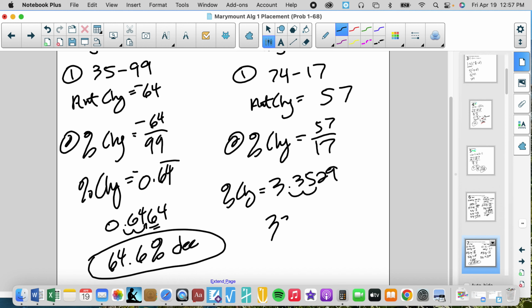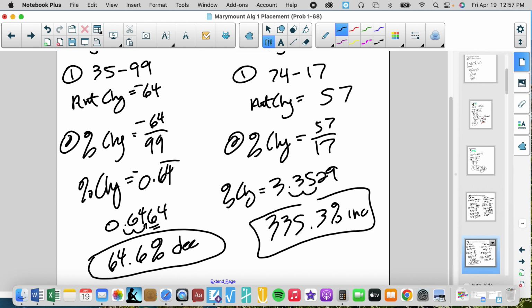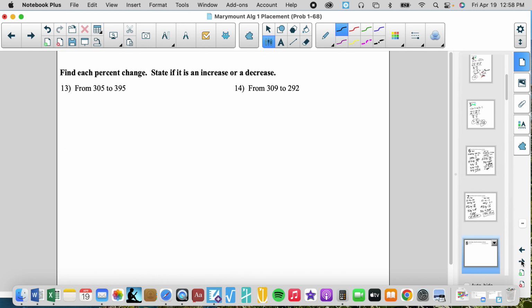So we get 335.3% increase. So we again rounded to the tenths place. Don't round until you move the decimal point. That's the important thing, is to round later than earlier, or else you'll get more. Really? You're going to have 6% of change problems? I mean, that's a little overdoing it.